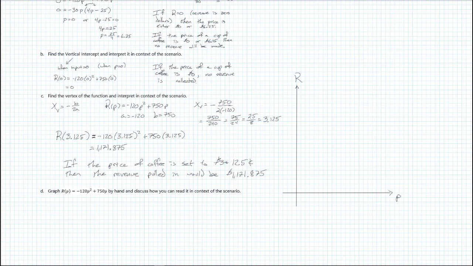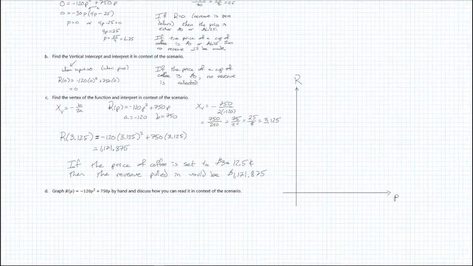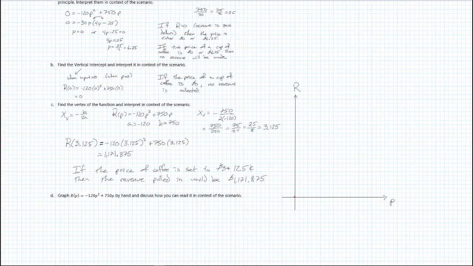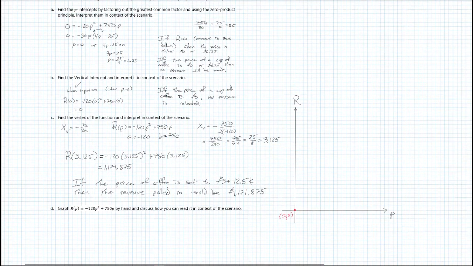So I'll define my axes, P on the horizontal axis, R on the vertical axis, and then let's plot the horizontal intercepts, which occur at the origin, 0, 0 there. And then we know the other horizontal intercept happens at 6.25 from part A. So I'm going to try and figure out a good scale. Let's do, how far out do I have here? Let's go 1, 2, 3, 4, 5, 6. Is that what I want to do? Let's actually make this longer.